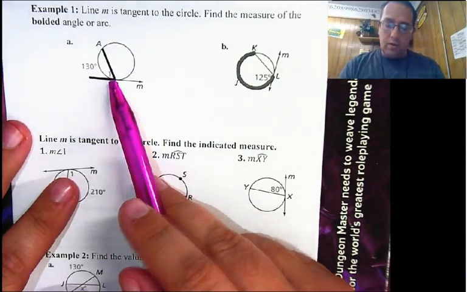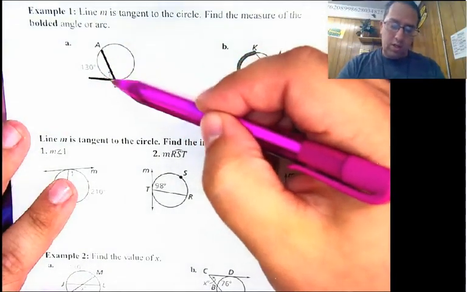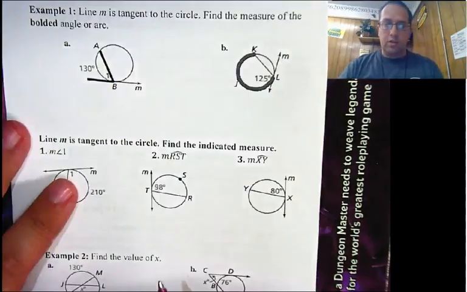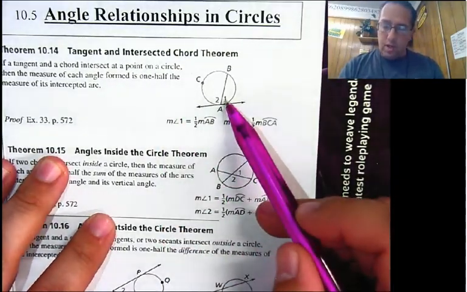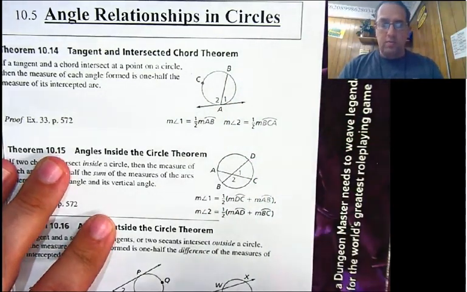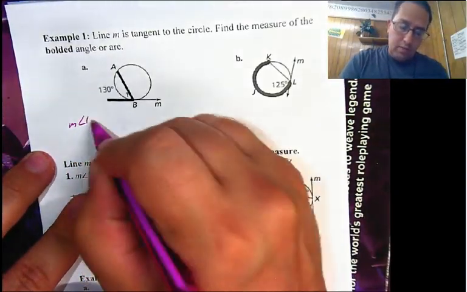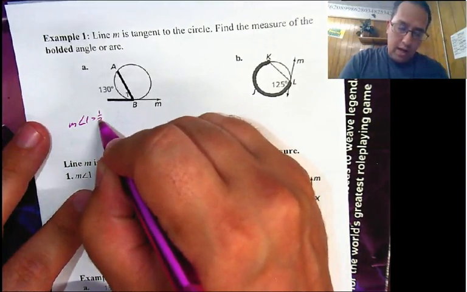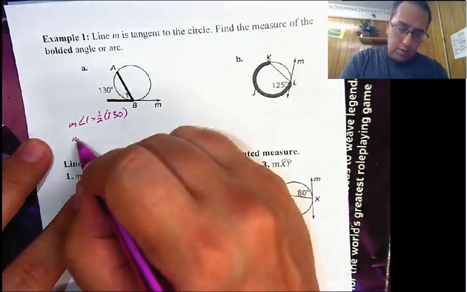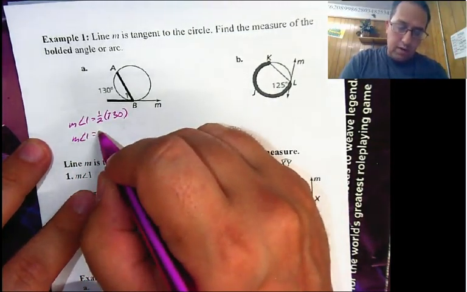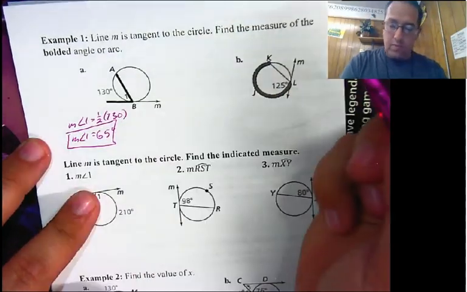Now, we're looking at angle 1 right here. We want to find the measure of that. Now we know that the arc that it intercepts, arc AB, is 130 degrees. Well, as we see over here, tangent and intersected chord theorem, the angle is 1/2 of its intercepted arc. So, the measure of angle 1 is equal to 1/2 of 130. So, the measure of angle 1 equals 130 divided by 2 is 65 degrees. All right, easy peasy.